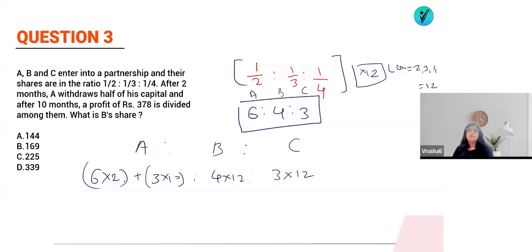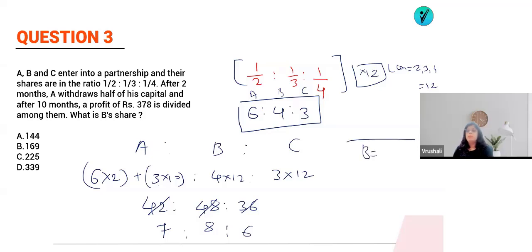So what will it be? 6 2s are 12, 12 plus 30 will be equal to what? 42. 12 4s are 48 and 12 3s are 36. So if you see, 7 6s are 42, 7 8s are 48, 6 7s are 42, 6 8s are 48, 6 6s are 36. So ratio will be 7 is to 8 is to 6.